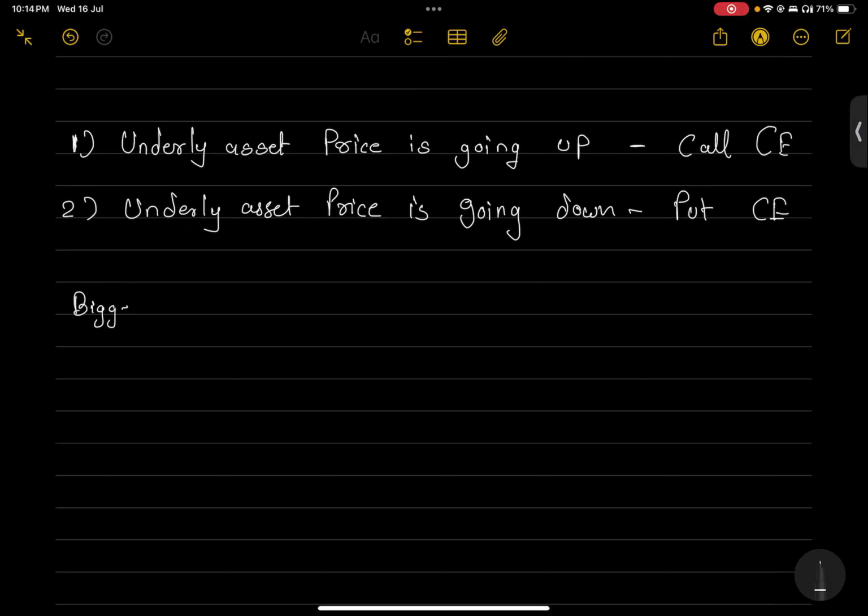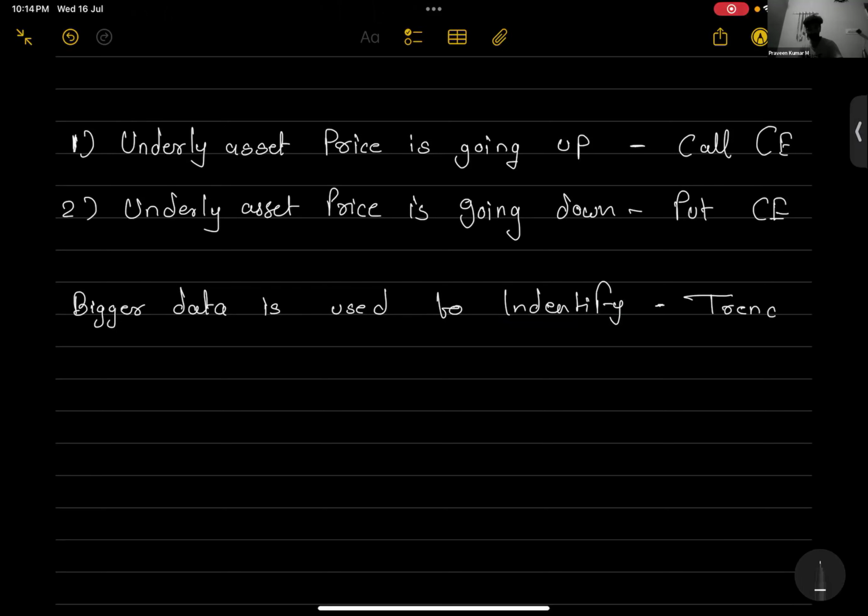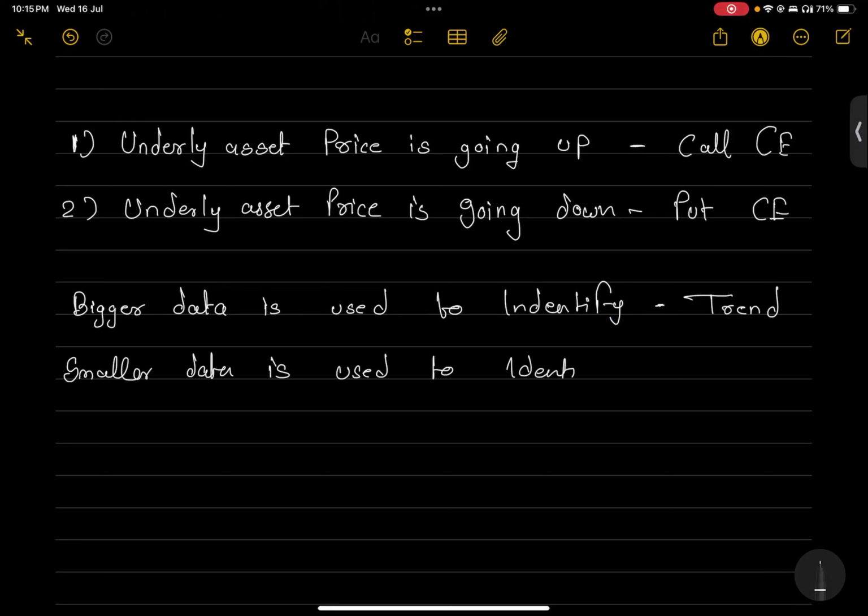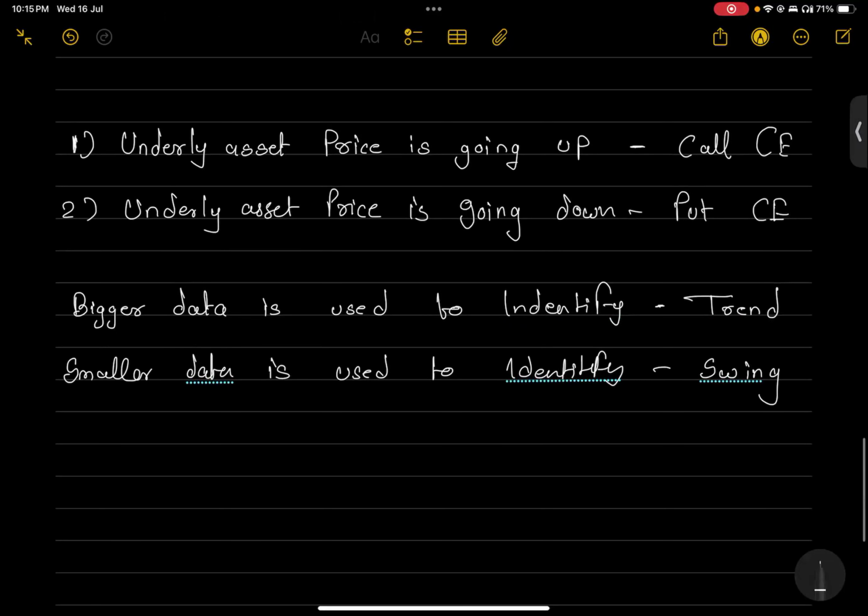Bigger data is used to identify what? Trend. To identify what? Trend. Everyone? Trend. Perfect. Smaller data is used to identify what? Everyone? Swing. Perfect. This is what we saw so far.